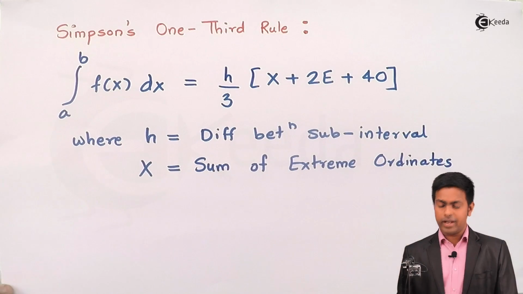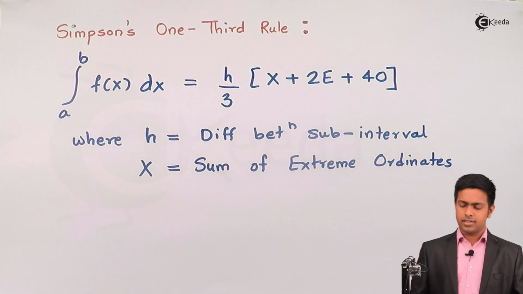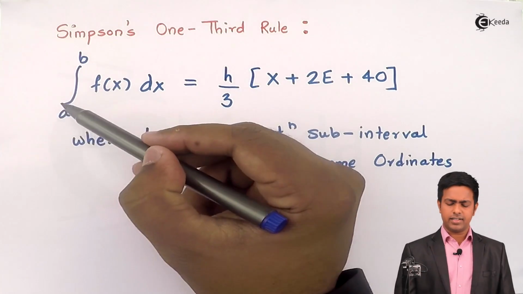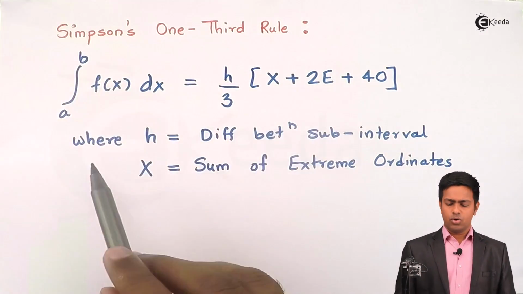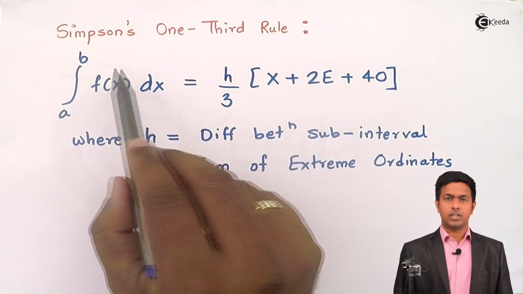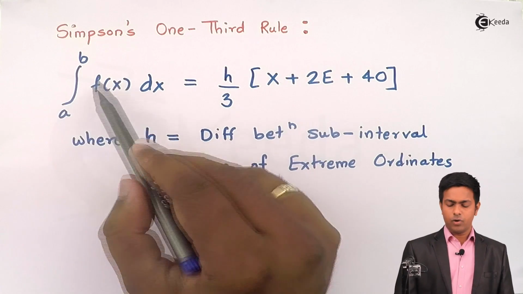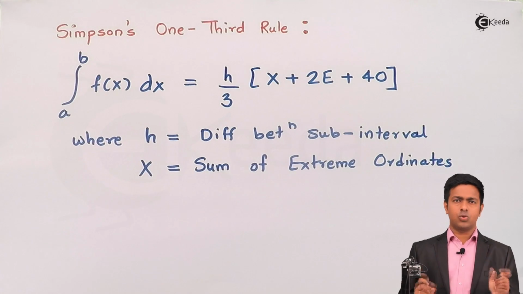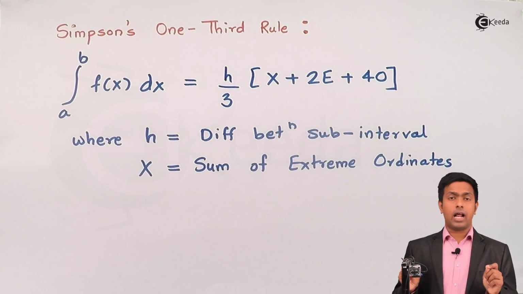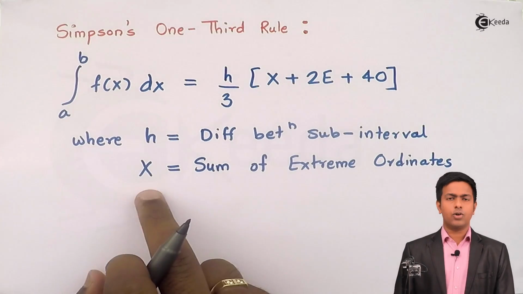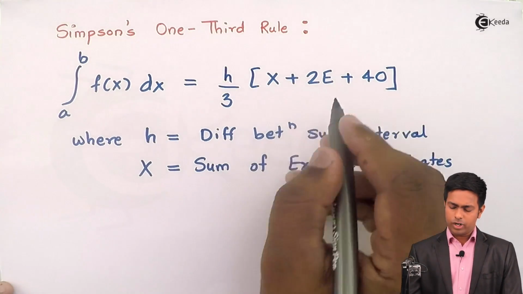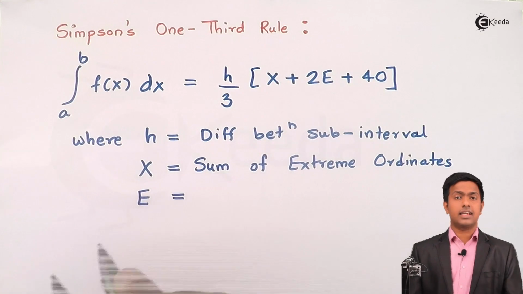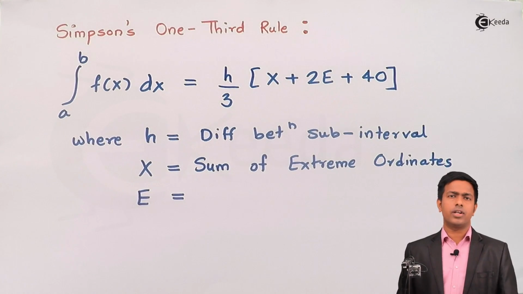When I say extreme ordinates, it means the extreme points of the curve, and here they are a and b. I find the value of the function f of x at a, then the value of f of x at b, and by adding these two values I get the value of X. Now what is E? E is the sum of the even ordinates.